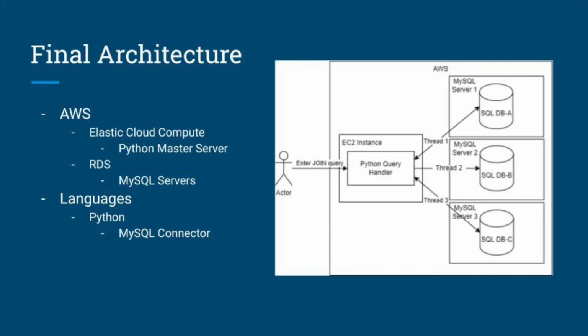The final architecture was implemented using AWS. The implementation uses the Amazon Relational Database Service to create 3 MySQL server databases. The query handler, which was implemented in Python, acts as a master server and uses multi-threading to interact with each of the 3 MySQL databases. The application is housed in an EC2 instance and uses MySQL connector to communicate with each database. This implementation closely resembles that of a distributed database for a single warehouse.